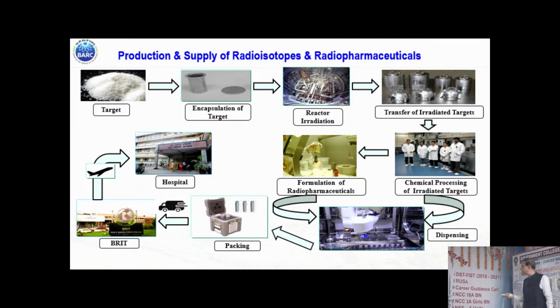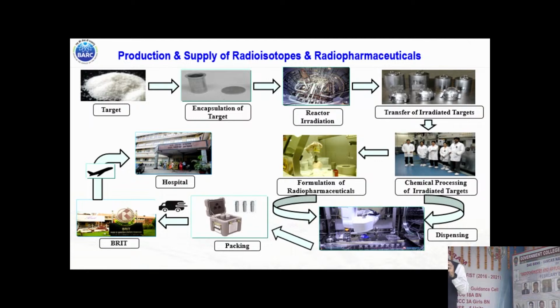They send it to the hospitals, or in some cases we make the radiopharmaceutical formulation, that is we add it with the carrier moiety, do the quality control tests and again dispense it, pack it, send it to BRIT, and from BRIT it is sent to different hospitals. So, this is the total cycle of preparation of the radiopharmaceutical.